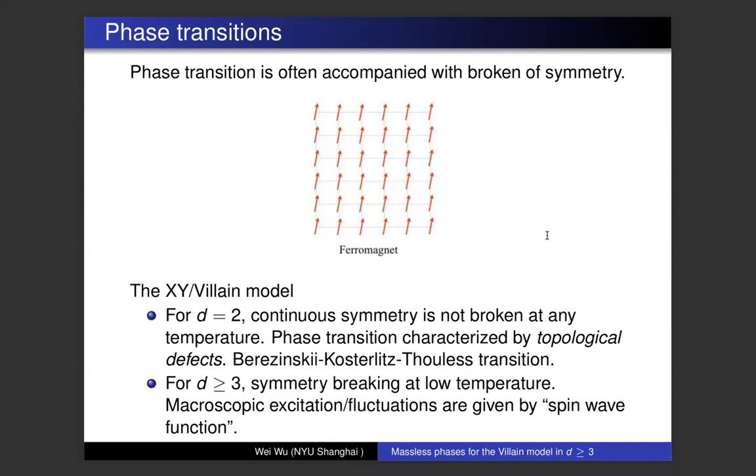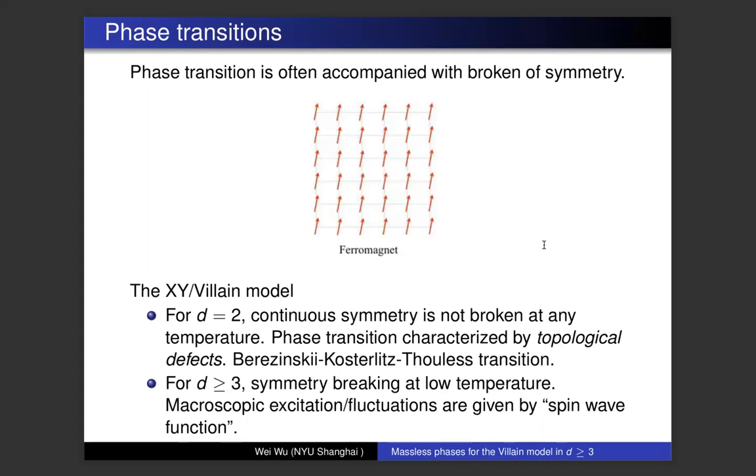So you do expect symmetry breaking when the temperature is very low. You expect the spins tend to align with some preferred direction. But because of the continuous symmetry, on top of this preferred direction, there will be some kind of macroscopic fluctuations, given by some kind of spin waves. In physics, we tend to call these things Goldstone bosons.